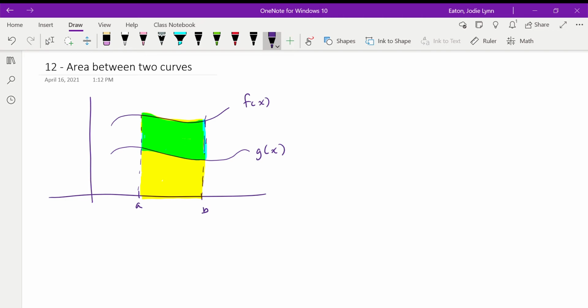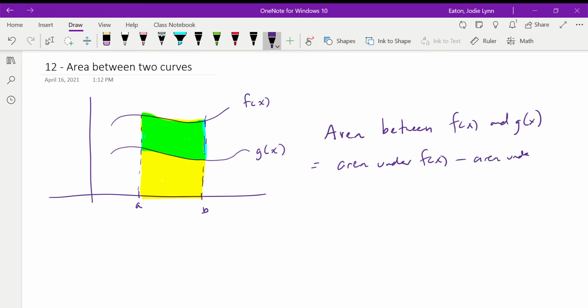So what we are going to do is define the area between f of x and g of x, and note that it is equal to the area under f of x minus the area under g of x. And that will be the area between them. So the area that's under f of x that's not under g of x.